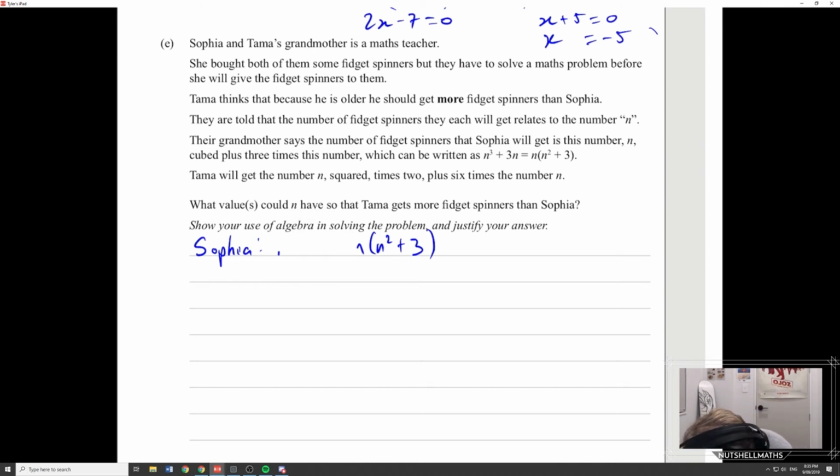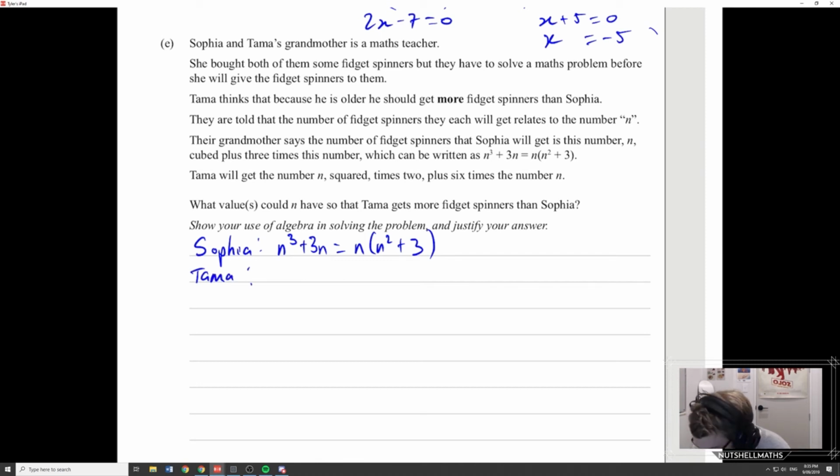3n, like that. Okay. Wait, I just assumed times was in it. True, my bad. Okay, right. Cool, looks good. So we've got this here, and we've got Tama.